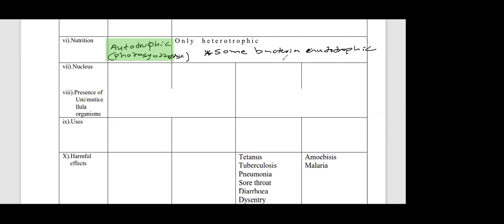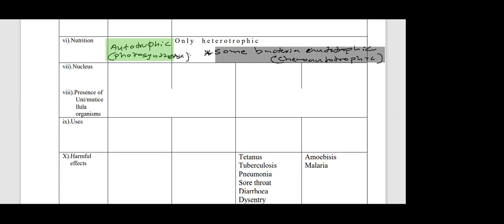So autotrophism, there are two types: photoautotrophic and chemoautotrophic. Chemoautotrophic means they don't need sunlight. They don't need chlorophyll. They produce their own food by using chemical reactions. Chemical energy is used to fulfill their energy needs.